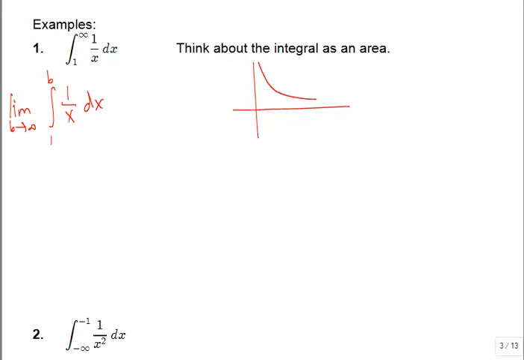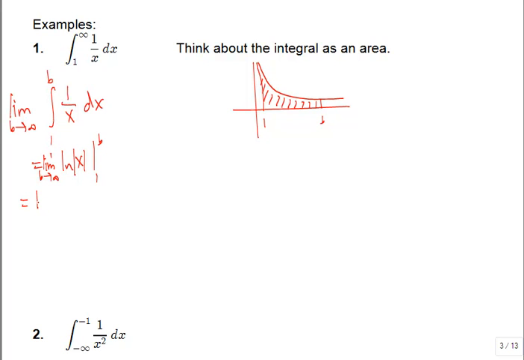So 1 over x looks something like this. So from 1 to b would be this finite area right here. So let's find out what that would equal. Well, what's the antiderivative of 1 over x? Well, that's just the ln of x from 1 to b, and I'm going to plug in those bounds, and then I'm going to take the limit as b goes to infinity.